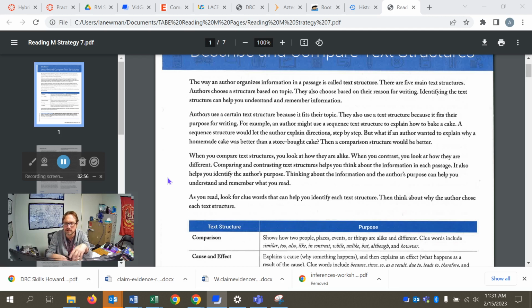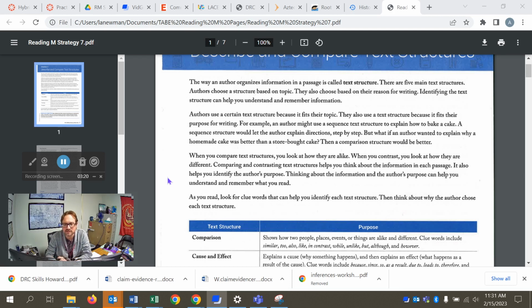structure. And we'll get into what comparison structure and sequence structure look like specifically here in a minute. But the point here is that small differences in topic can dictate a much different text structure. Make sure in your own writing that your structure fits what you're trying to say. And when you're analyzing the writing of others, that structure can help you figure out what they're trying to say.